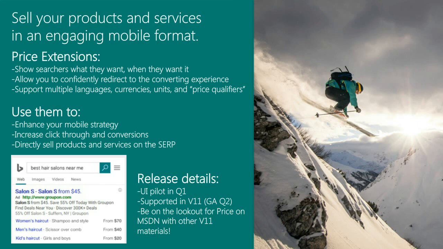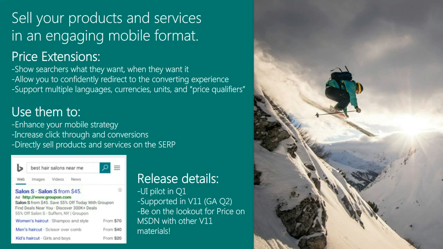units if you're selling services like per hour, per week, per day, and lastly, price qualifiers. A price qualifier, if you take your gaze back to the image again, is the word from. So you might want to indicate that your prices start from 70, or alternatively could be, let's say, up to 100. Price extensions are a great way to enhance your mobile strategy.